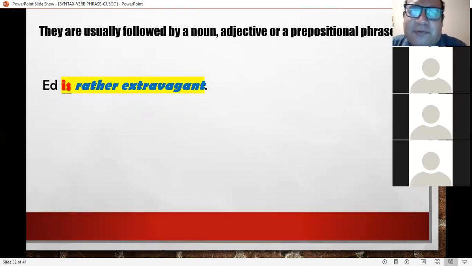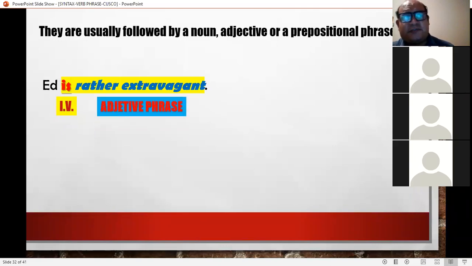Let's see here. Notice this sentence. It's simple, right? It's not a complex sentence. It's a very simple sentence using the most basic verb, the verb be, in the form is. It is rather extravagant. Is is the intensive verb. Notice here, the verb be is an intensive verb, and it's followed by an adjective phrase. Extravagant is an adjective. Rather is an adverb. It's intensifying the adjective. So this is an adjective phrase.